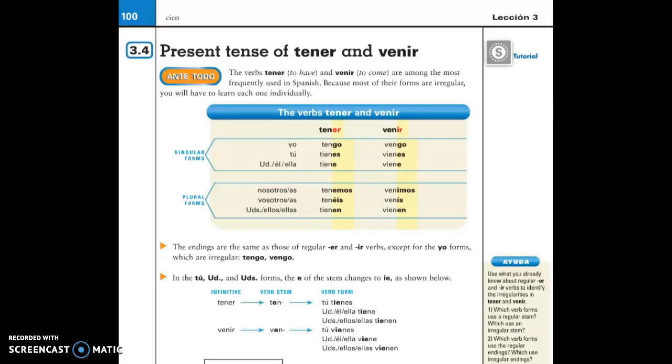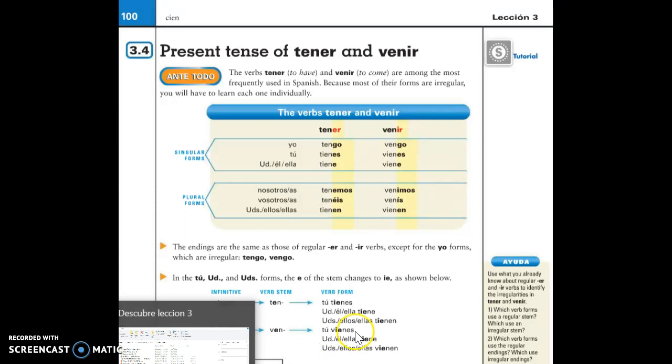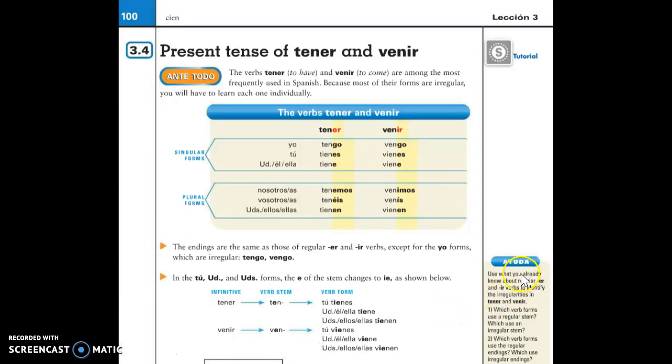Hola, chicas. Today we are going to learn the present tense form of the verbs tener and venir. They are grouped together not because of their similarities in meaning, but because of their similarities in conjugation. So you will notice in the conjugation that what you've already learned with ER and IR verbs will help you identify these irregularities in tener and venir.